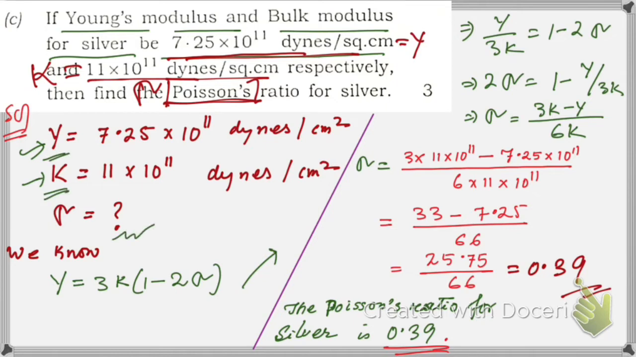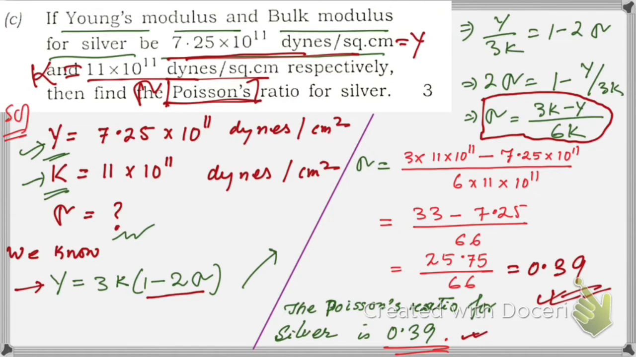So Poisson's ratio. These three terms are related by this equation: Y is equal to 3K into (1 minus 2 sigma), right? And if you simplify this, then you will get sigma is equal to this, right? And if you put the values, then you will get this answer. So this is the Poisson's ratio of silver. So that's how we can do.